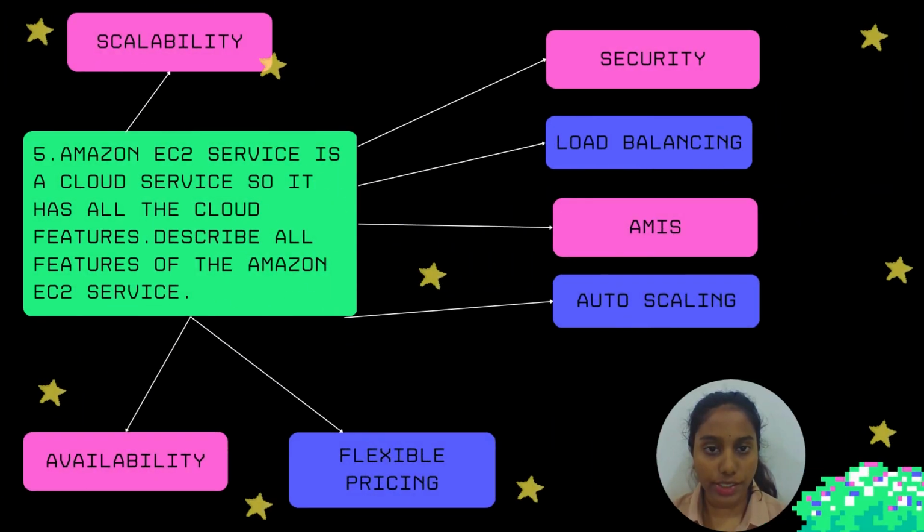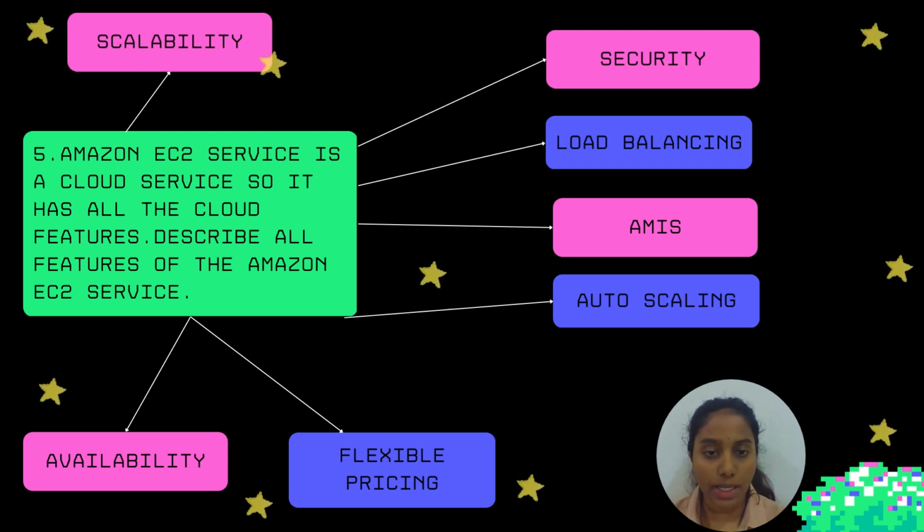So for the fifth question, Amazon EC2 service is a cloud service. So it has all the cloud features. So for the fifth question, we need to describe all the features of the Amazon EC2. The first is security, which is a number of security features including the network security group, firewall rules, and encryption options are available to customers of EC2.